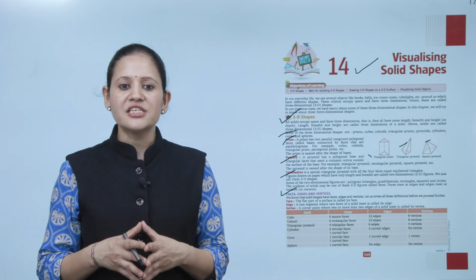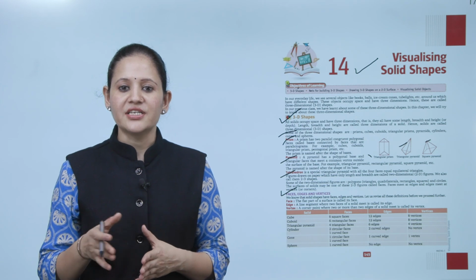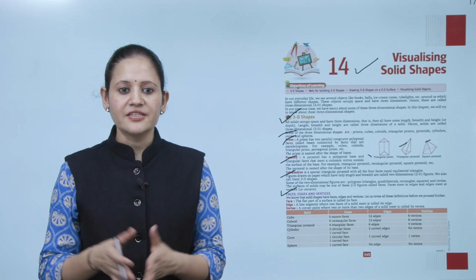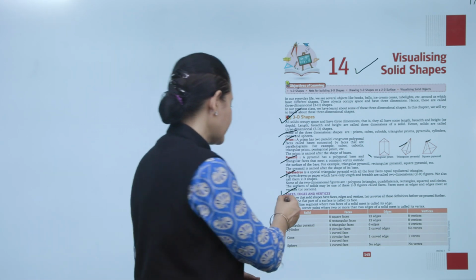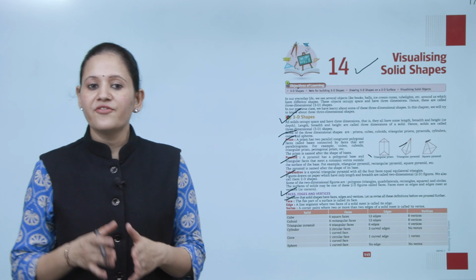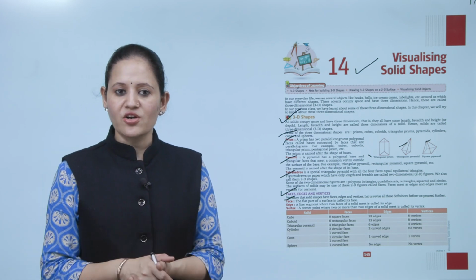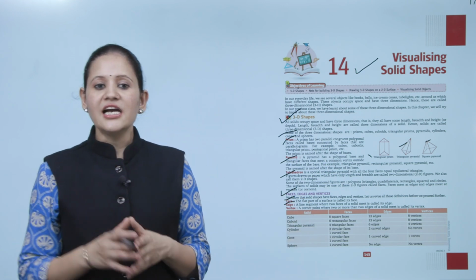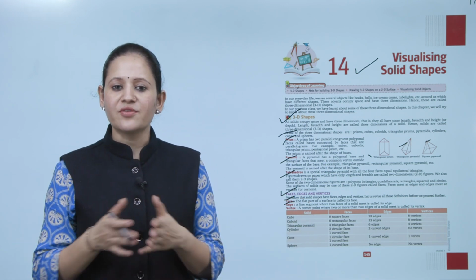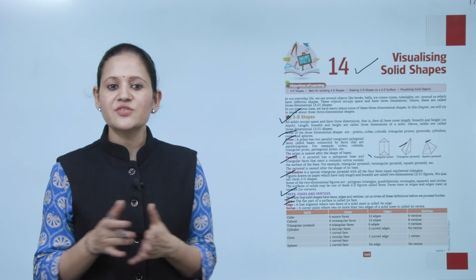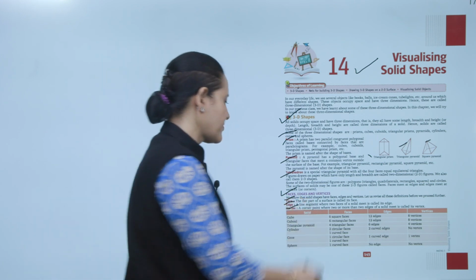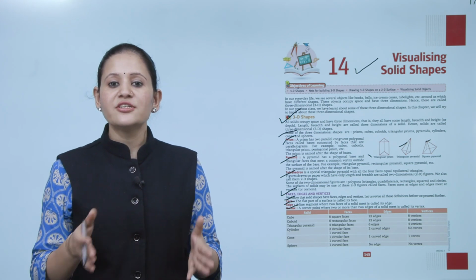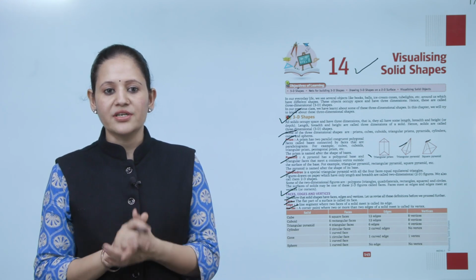We know that solid shapes have faces, edges, and vertices. Let us revise all these definitions before we proceed further. First is face. Face, the flat part of the surface, is called a face. Next is edge. Edge is the line segment where two faces of the solid meet. That is called an edge. Next is vertex. Vertex is the corner point where two or more edges of the solid meet. That is called a vertex.